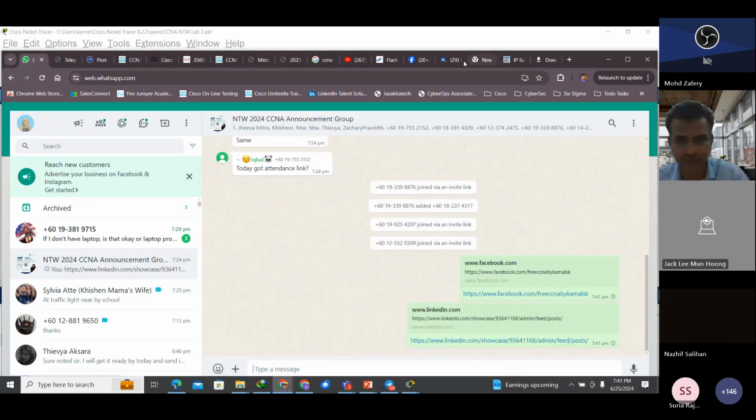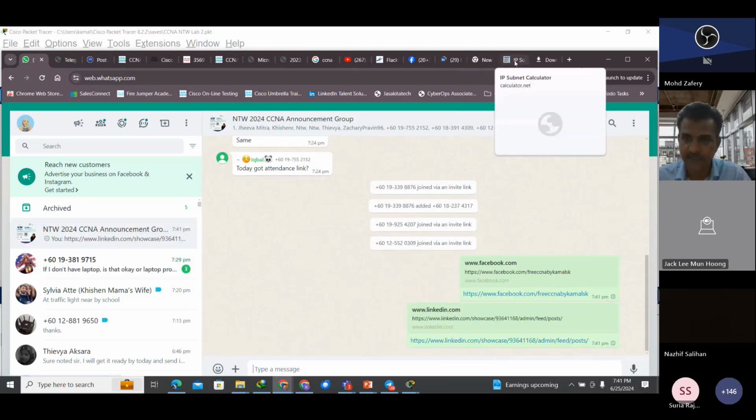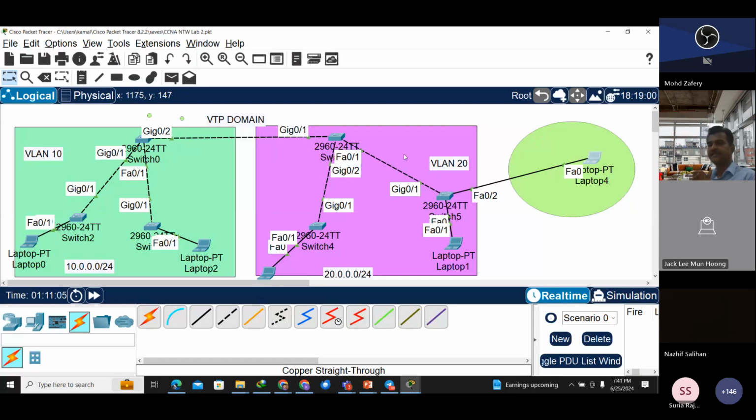So, okay, I showed you so much. That's all for today. What have we seen so far today? We have seen a switch, we've configured the ports, we've configured VLAN, we configured the trunking protocol. Of course, I'm trying to make this as simple as possible for you. I'm not trying to make it very complicated.